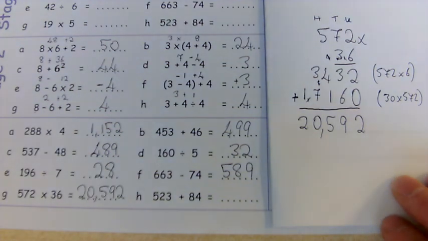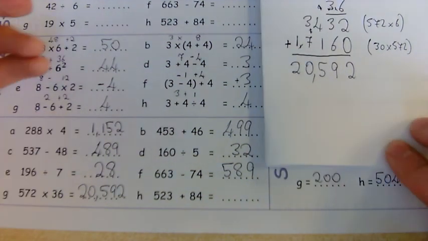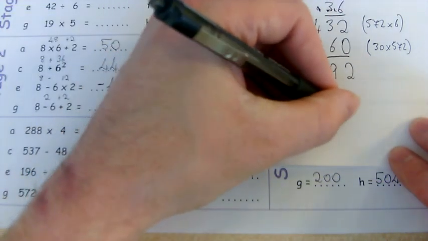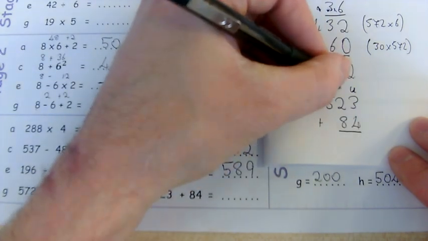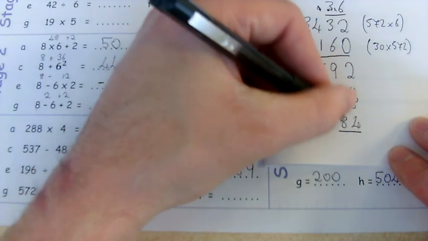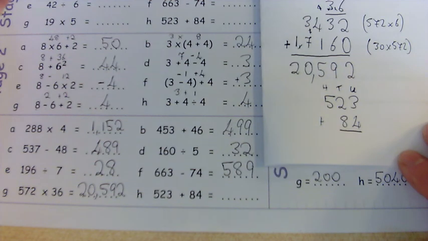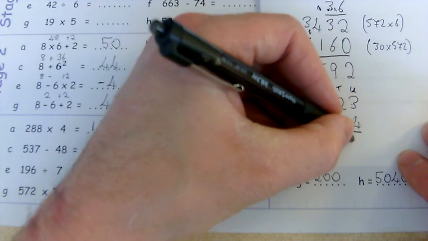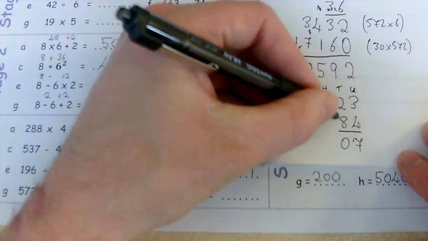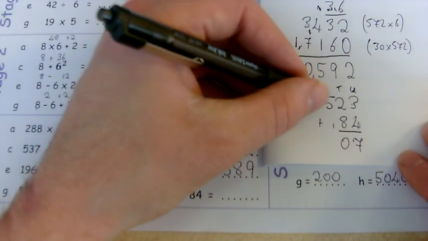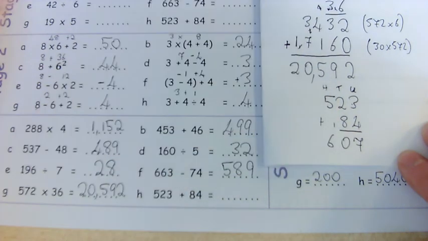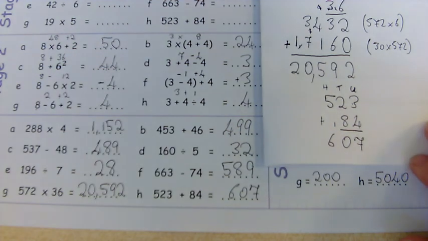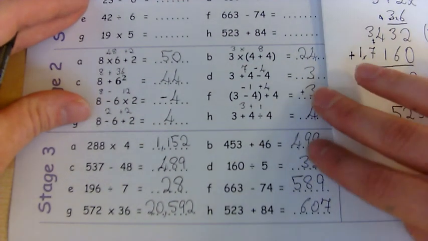Lastly, final addition one, we've got 523 plus 84, keeping them again in their columns nice and neat, so it's very clear to see what I'm doing, and I'm not mixing any of the digits up. 4 plus 3 is 7, 8 plus 2 is 10, carry the 1, 5 plus 1 is 6, and that is my solution, 607. And that was stage 3, which is a mixture of your 4 operations but with bigger numbers.